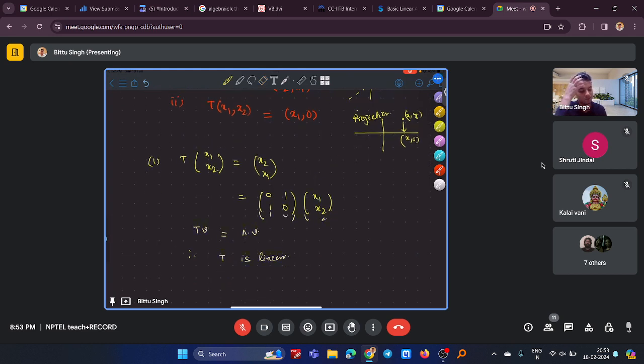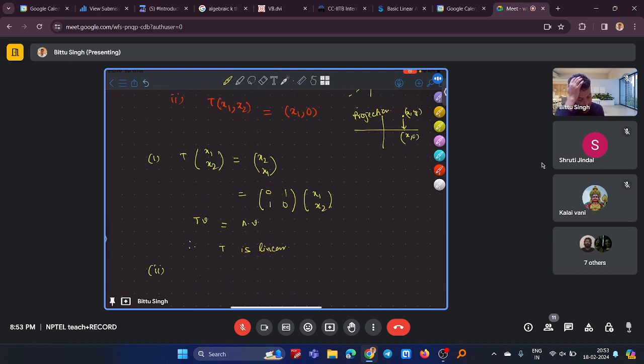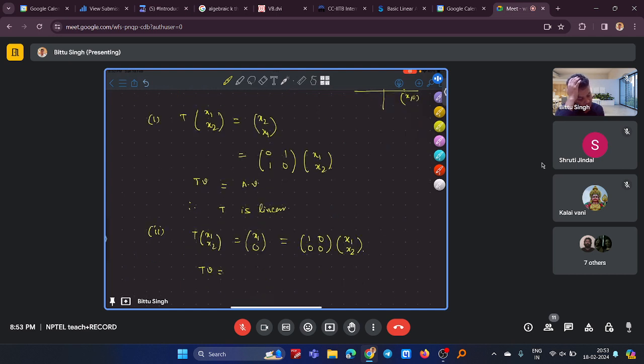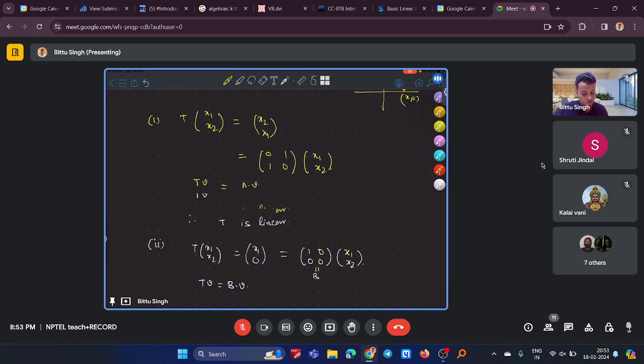Now, what will be the second case? Here, again, you can write T of x1 x2 as x1 comma 0. This is actually the same as multiplication by this matrix. So T of V is the same as, if you denote it by B, B times V. Again, it is multiplication by some matrix. Therefore projection is also a linear transformation.